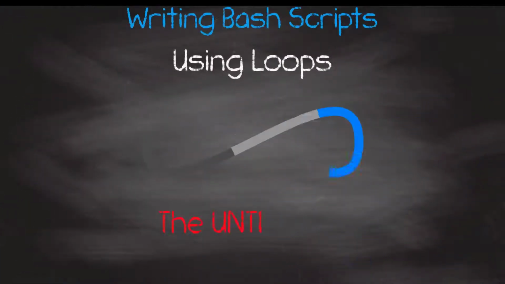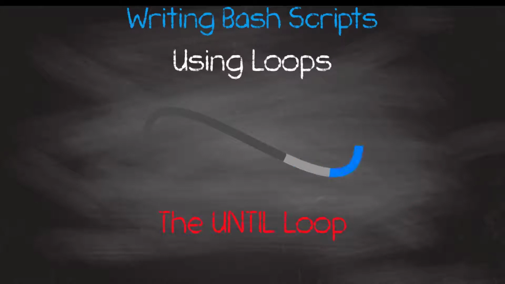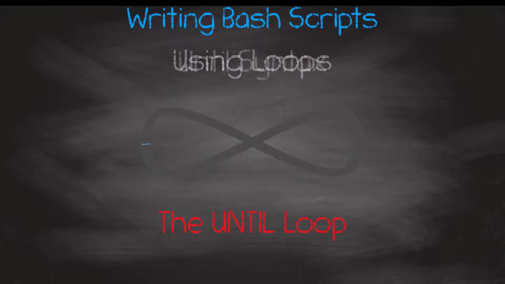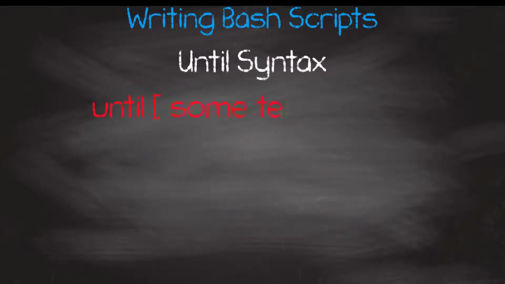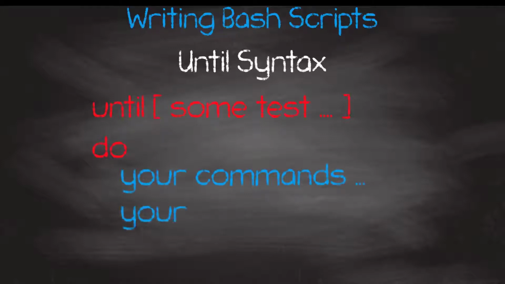The next loop command is the until loop. The until loop is very similar to the while loop. The difference is that it will execute the commands within until the test becomes true. It always performs one execution of the commands within it. The syntax of the until loop is until with some test in brackets, do, where you have your block of commands, and the next one is done.